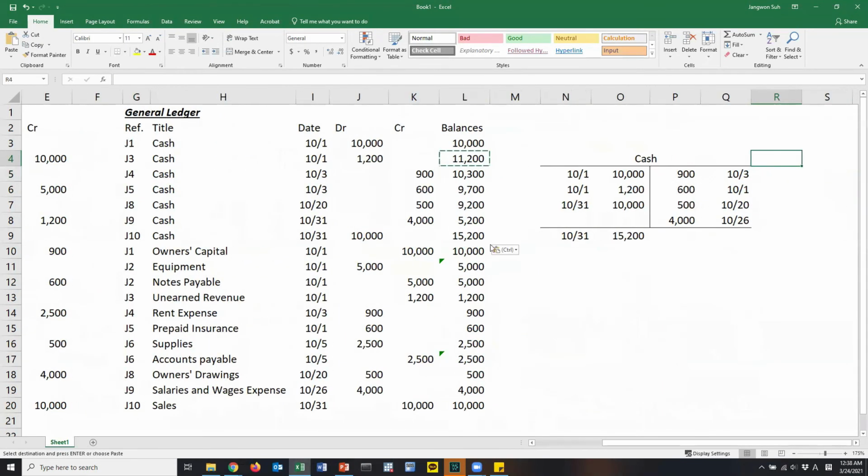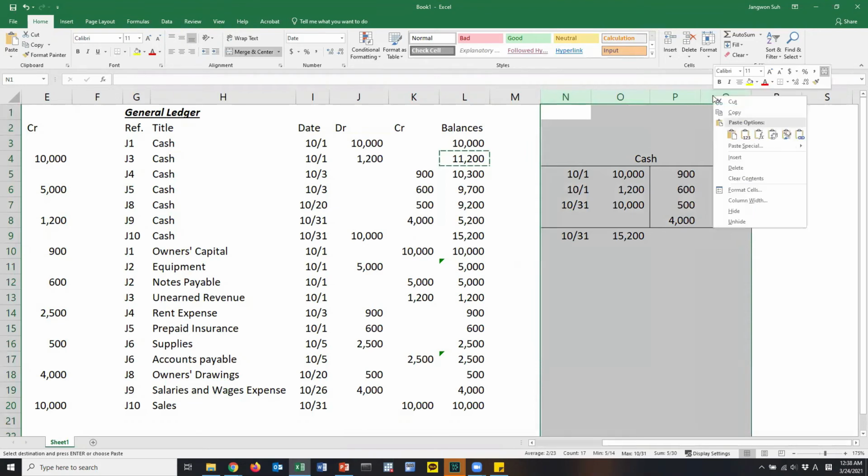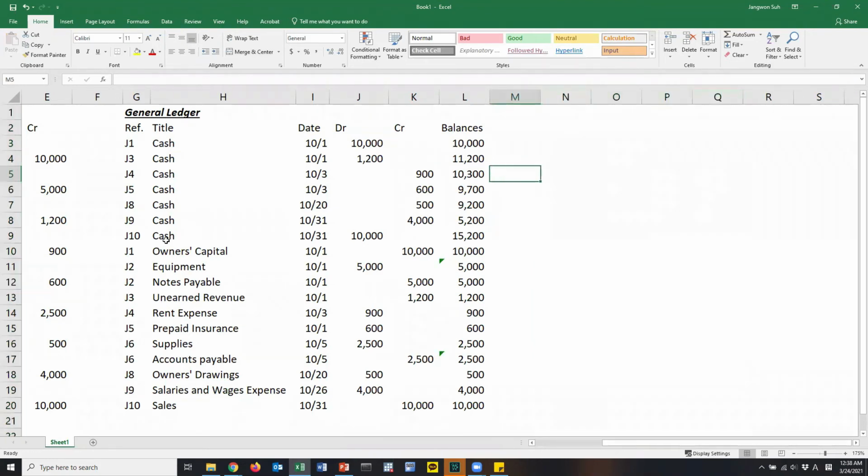Okay, so the ending balance, 15,200, is the same. All right. So this is the so-called T account. In practice, this kind of tabular form of general ledger is more widely used. But for educational purposes, we will from time to time use these T accounts as our format of general ledger.